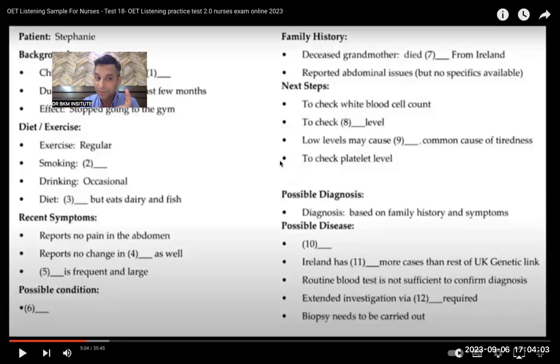But of course, so we now would. This blank is tricky. To check hemoglobin, low levels, this is enough. To check hemoglobin level, low levels of hemoglobin may cause anemia. I will try to make you listen to it again.